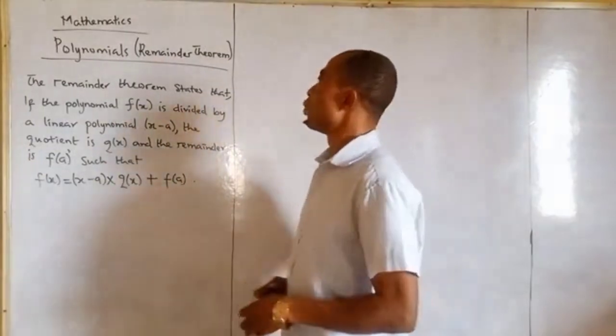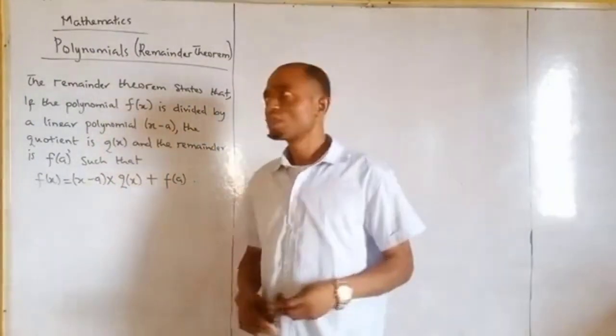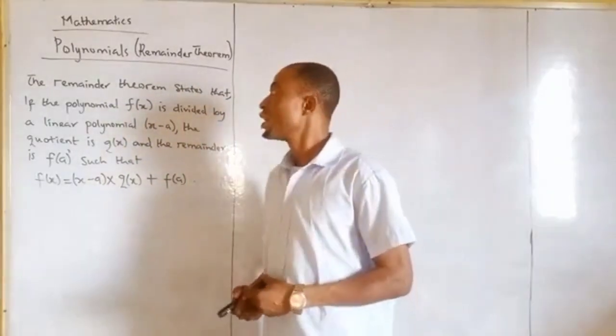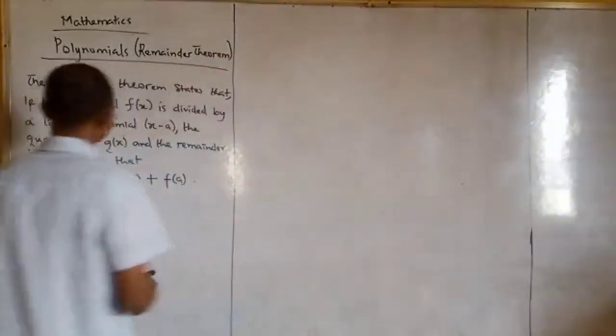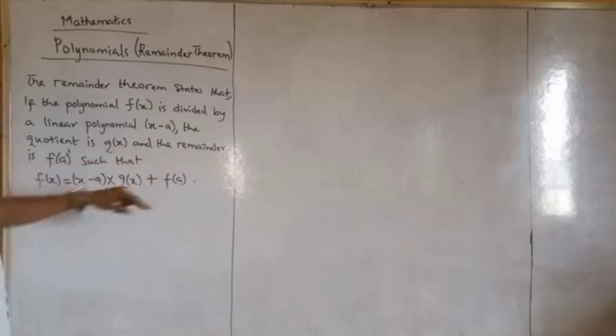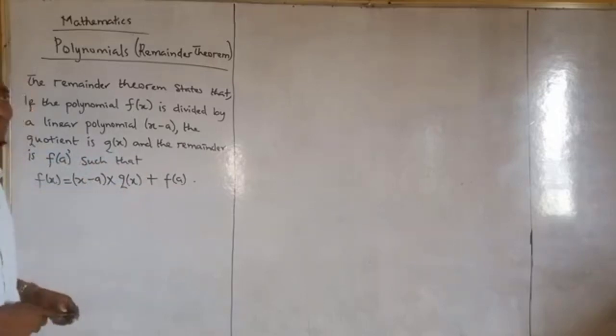Today we will be looking at polynomials, and under that we shall consider the remainder theorem. So what do we mean by this? The remainder theorem states that if the polynomial f of x is divided by a linear polynomial x minus a, the quotient is q of x and the remainder is f of a, such that f of x equals x minus a multiplied by q of x, plus the remainder.